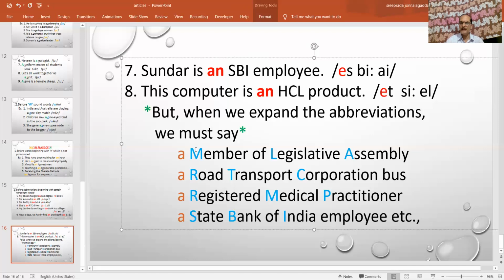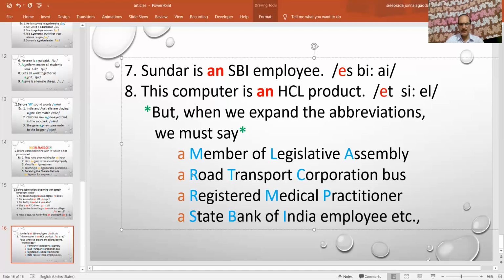Mr. Khan is a member of legislative assembly or an MLA. If it is used as an abbreviation, we have to say an MLA. But when the letters in the abbreviation are expanded and the full form is read out, we have to use a only. A member, a member. We are pronouncing the consonant sound M here. That's why we have to say a member of legislative assembly.